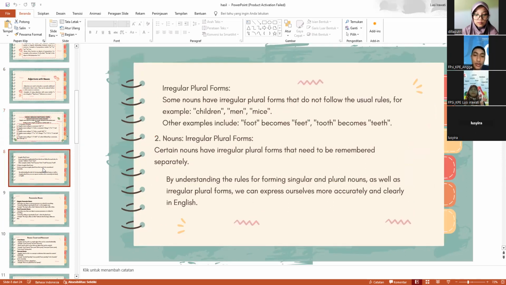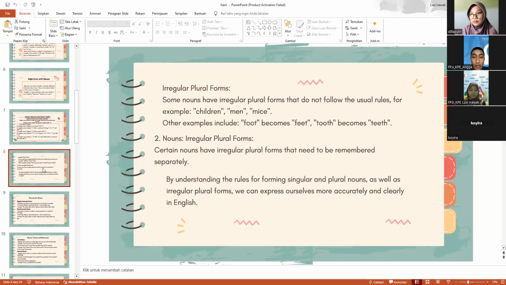Next, irregular plural form. Some nouns have irregular plural forms that do not follow the usual rules. For example, children, men, mice. Other examples include foot becomes feet, tooth becomes teeth. 2. Nouns, irregular plural form. Certain nouns have irregular plural forms that need to be remembered separately.